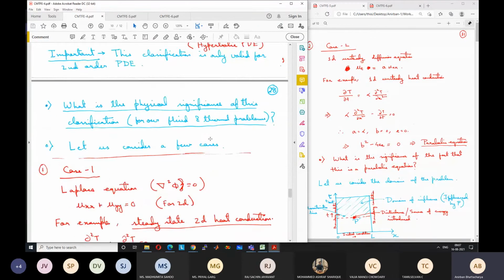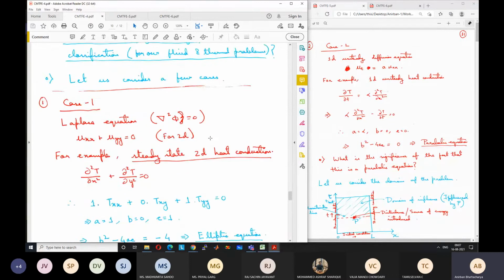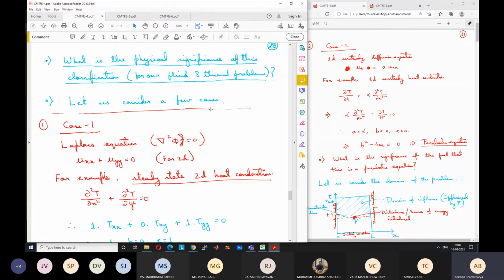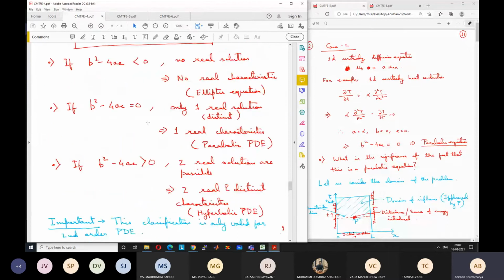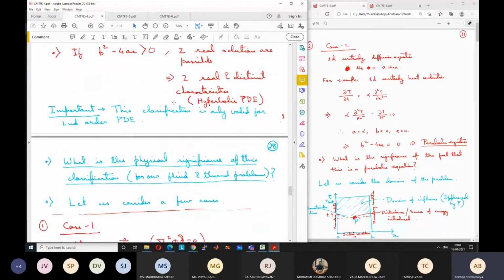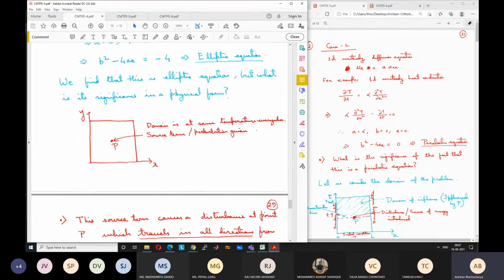And we have also discussed the significance of this finding. We are not only concerned with the mathematical implication, we also want to know the physical implication of this, and we have seen what it means. So, what is an elliptic equation? We have seen for an elliptic equation, any disturbance that is introduced in the domain will influence all the other points in the domain instantaneously.